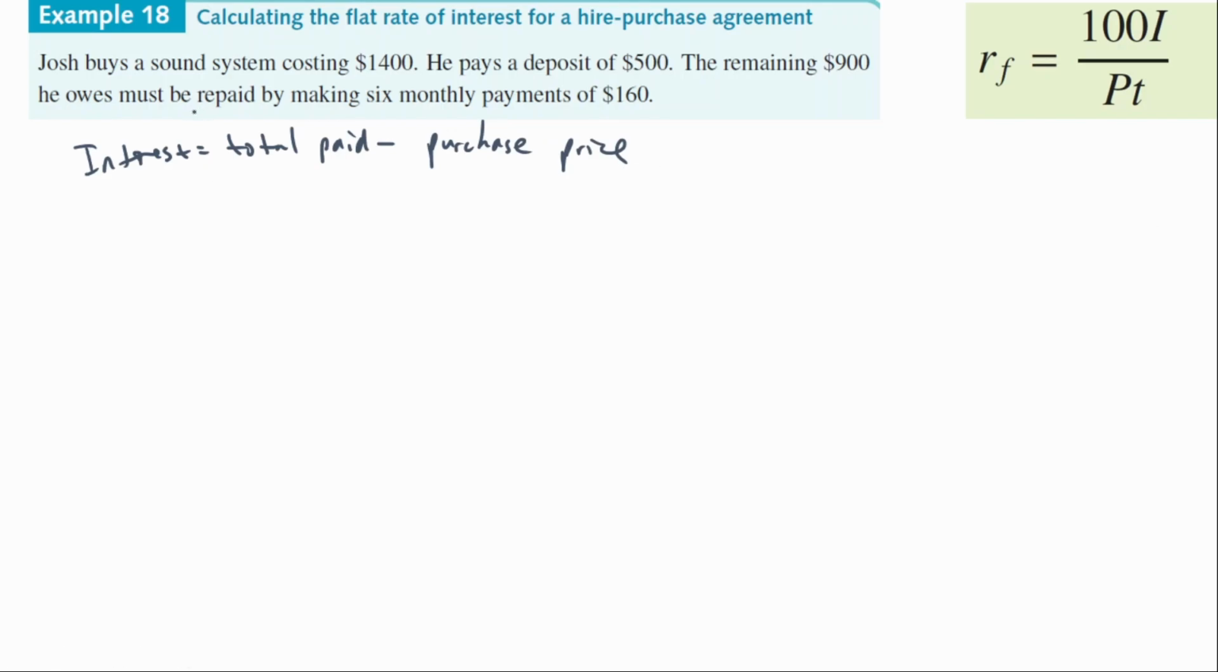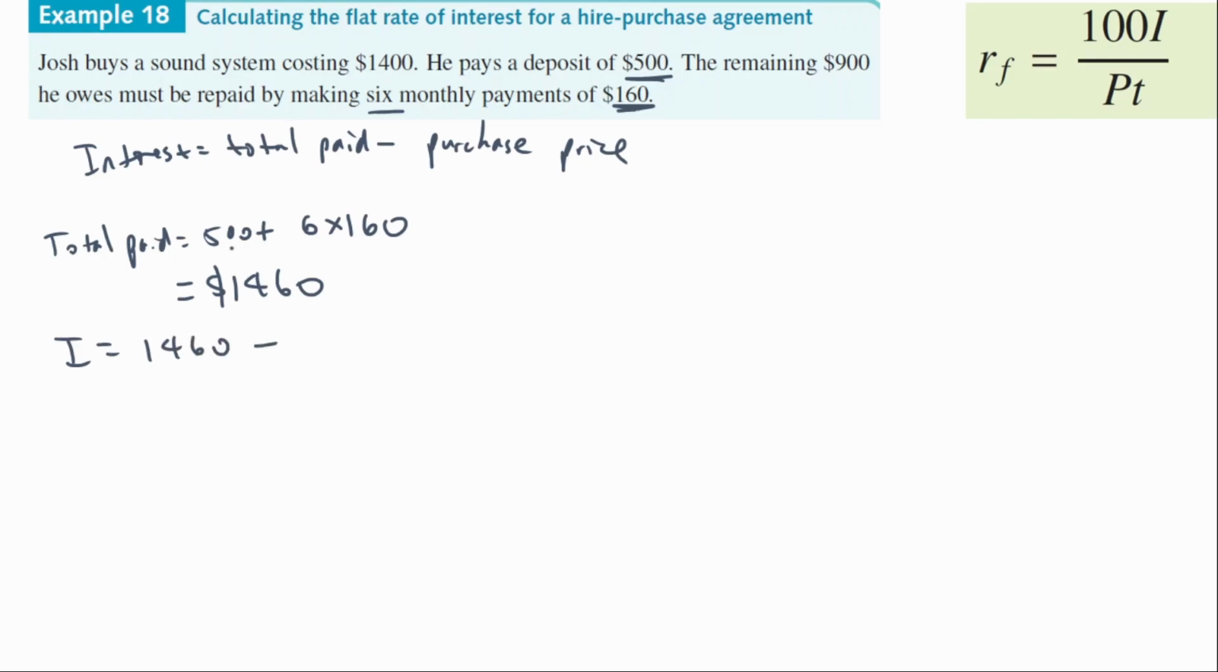To find out the total paid, we use the information up here. He pays a deposit of $500, and the remaining $900 he owes must be repaid by making 6 payments of $160. So the total paid equals 500 plus 6 times 160, because he made 6 payments of $160. Once you work that out, he would have paid a value of $1,460. So the interest paid, I, will be $1,460 minus the purchase price, which is $1,400. So he paid an interest of $60.